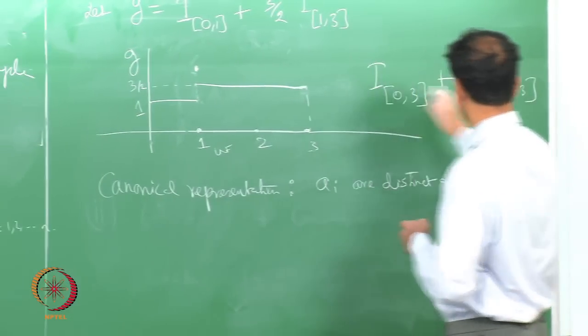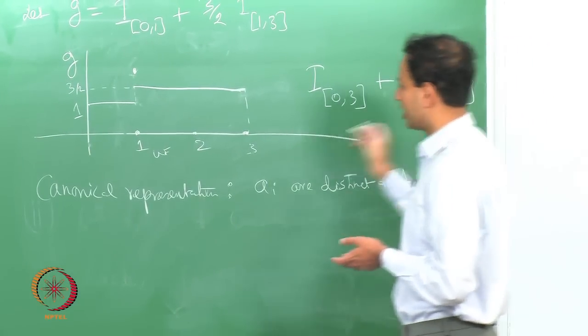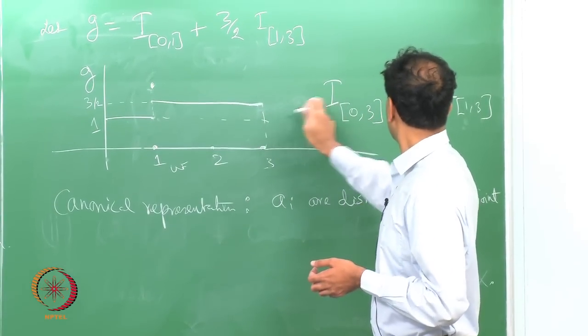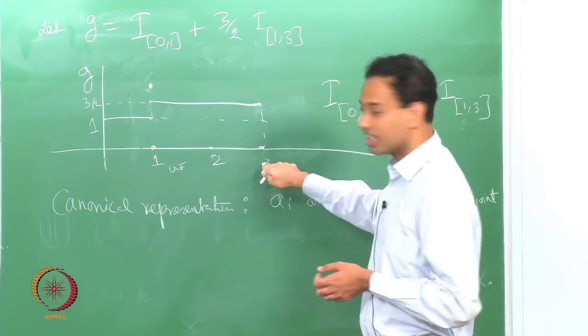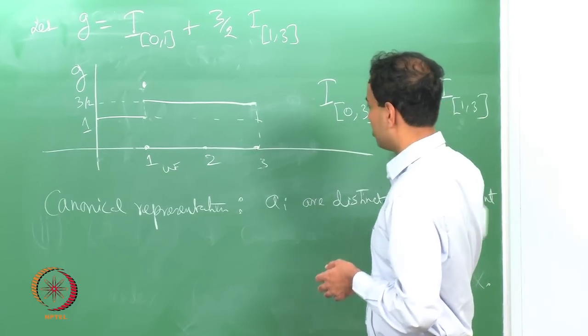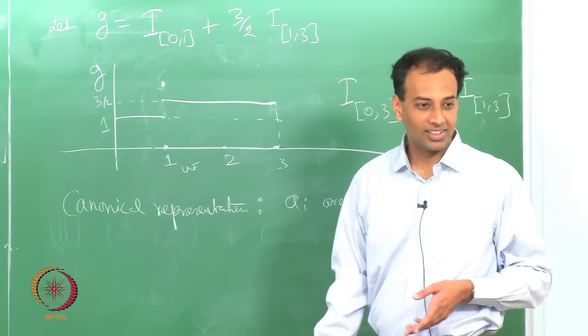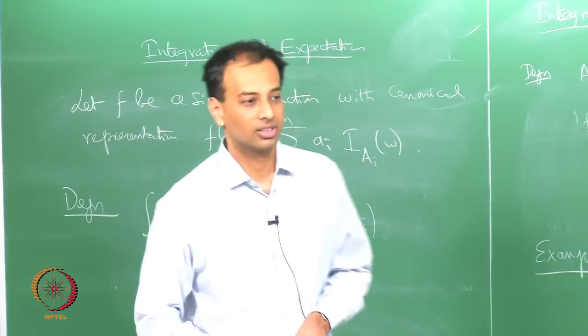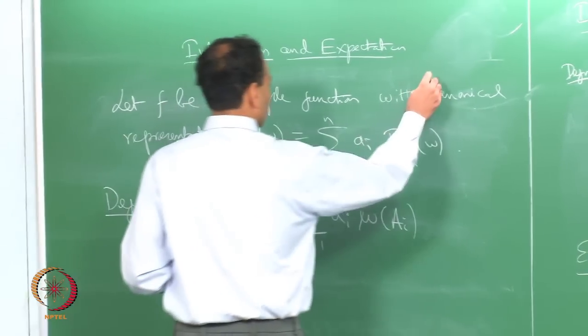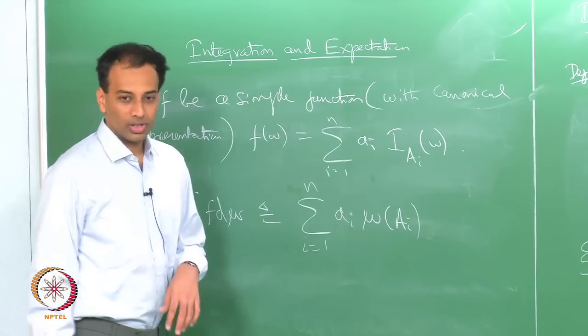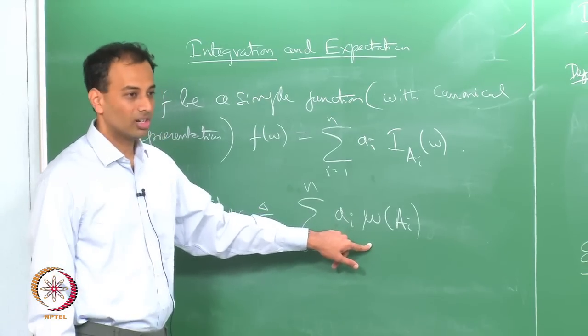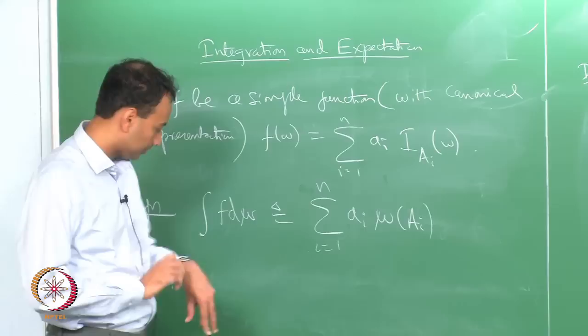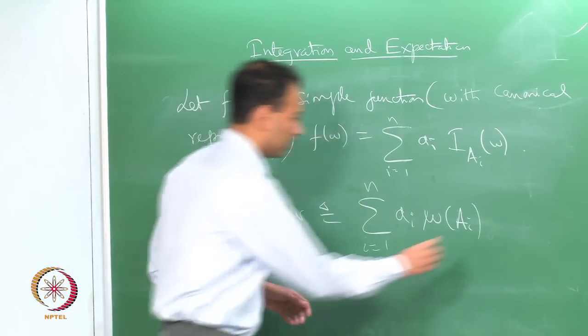For example, this is certainly not canonical, right, but in this case also you will first get 1 times 3 plus half times 2, which will be the same value, you can check. So, it does not really matter whether I am writing things in canonical representation or not. It is just for the sake of definiteness. So, this statement is totally unnecessary. You can check that this definition is the same even for non-canonical representations.